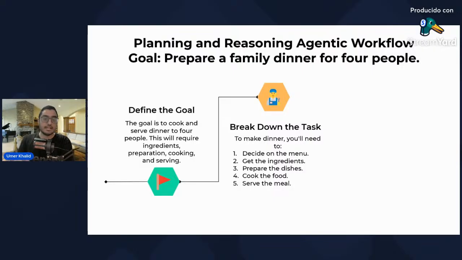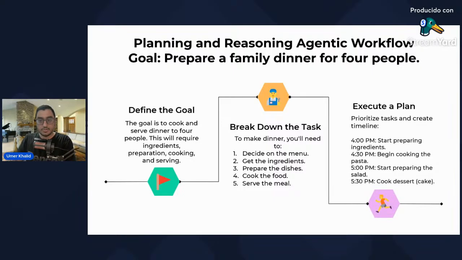So those smaller tasks would be, okay, step 1, decide the menu. Step 2, get the ingredients. Step 3, prepare the dishes. Step 4, cook the food. And step 5, serve the meal. So all of these are basically step by step instructions, or breaking down the tasks into smaller ones.